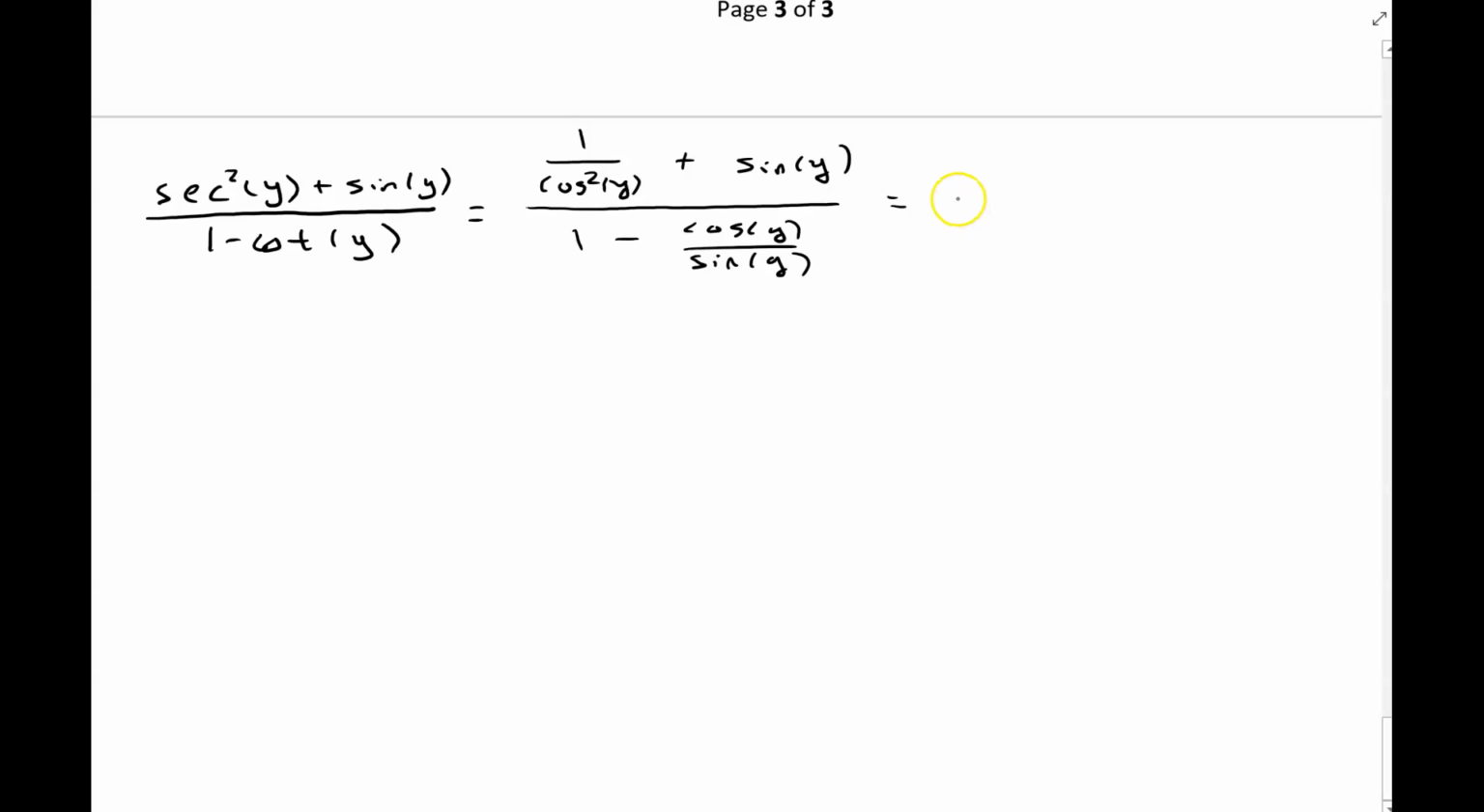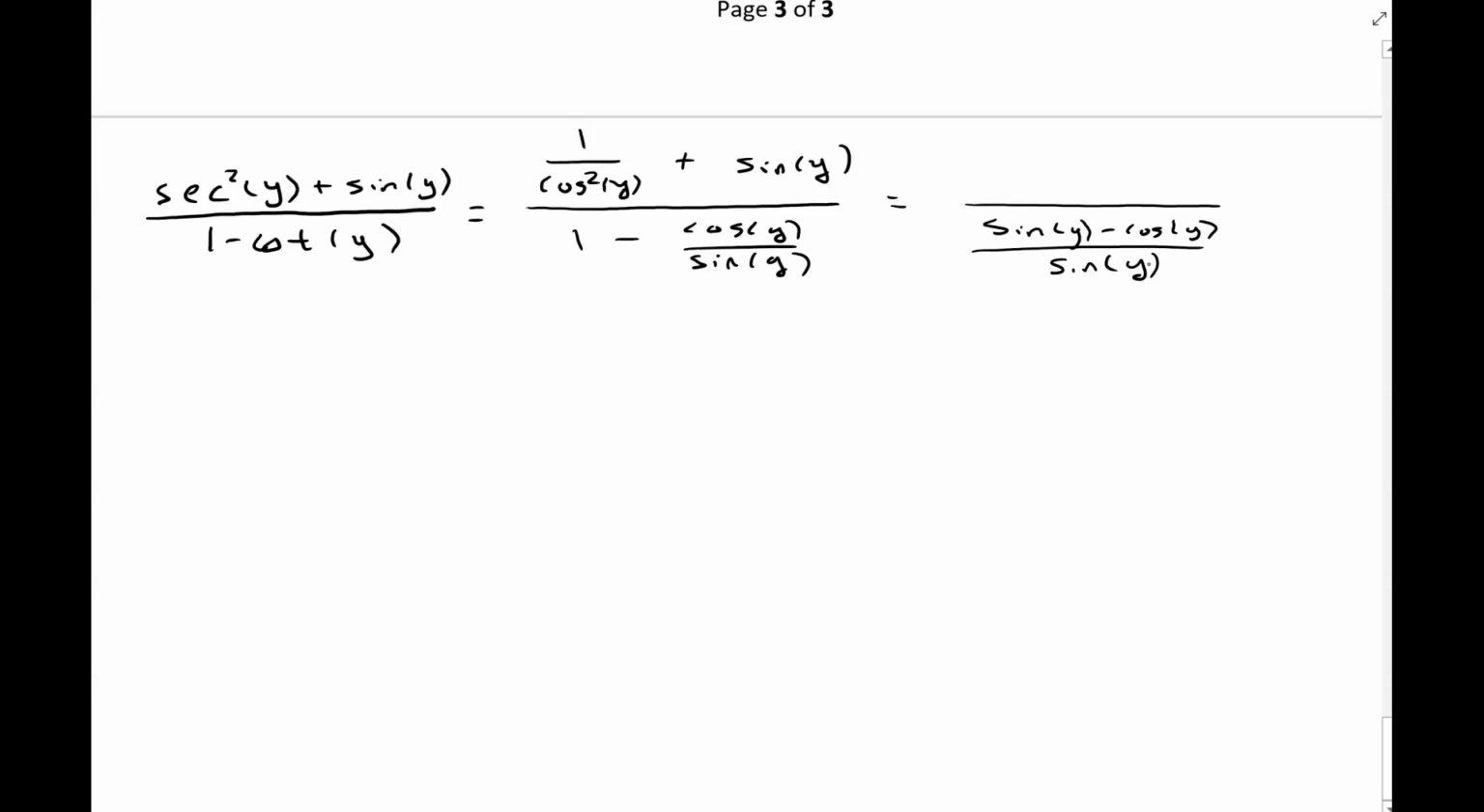So, Kendall, you answered for the denominator. Let's go ahead and do that then. So, to make a common denominator in the denominator, I need to turn this 1 into sine y over sine y, right? So when I do that, I would just write this as sine y minus cosine y all over sine y.